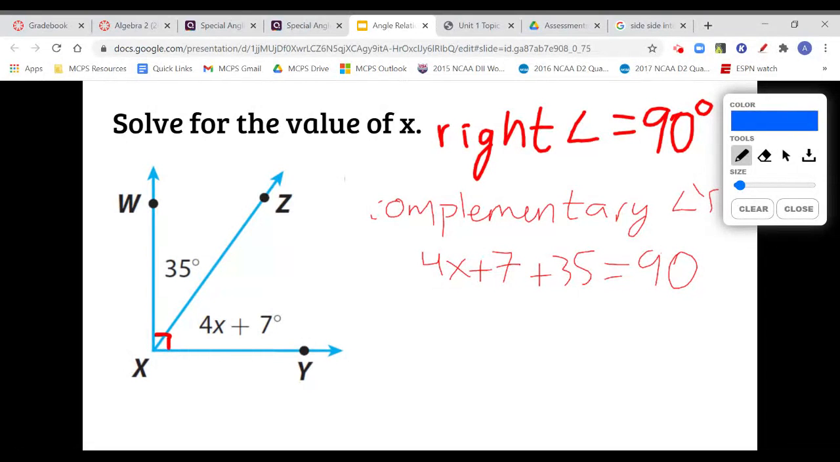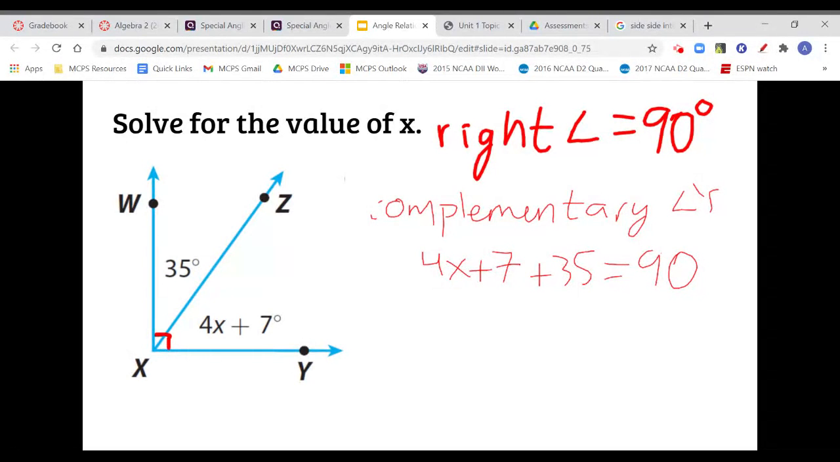As I solve in this case, I'm actually going to start by combining like terms. You can see on the left side, I have two constants, so I'm going to start by adding 7 to 35, just to simplify. Leaves me with 4x plus 42 equals 90.